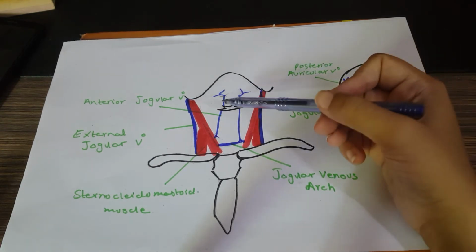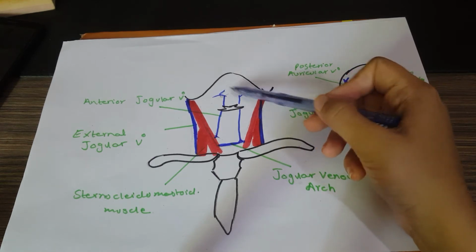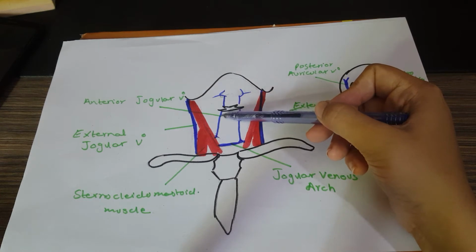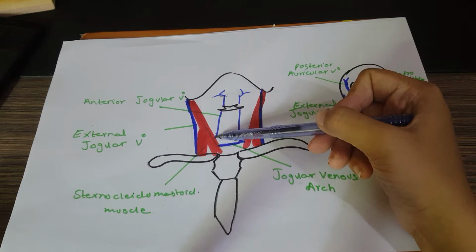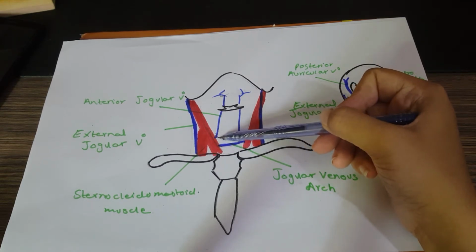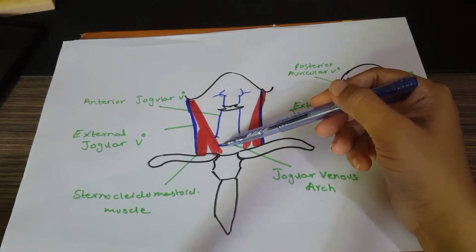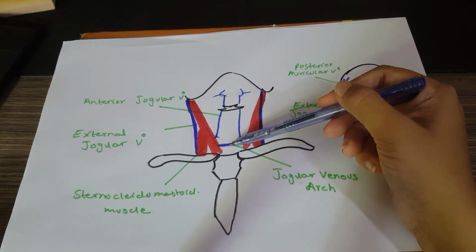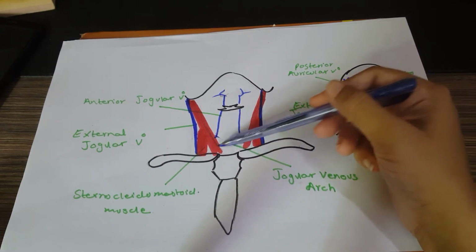I am repeating it again. The anterior jugular vein is formed by the confluence of several superficial veins present in the submandibular region. It descends downward 1 centimeter from the median plane, then further descends downward to 2.5 centimeter above the sternum. It pierces the investing layer of deep cervical fascia and enters into the suprasternal space. After entering the suprasternal space, it joins the opposite anterior jugular vein by the jugular venous arch.